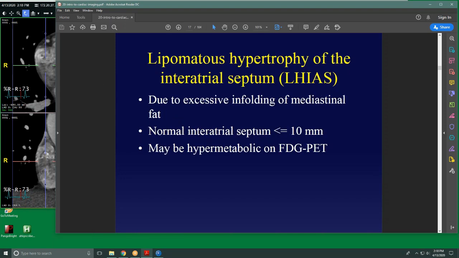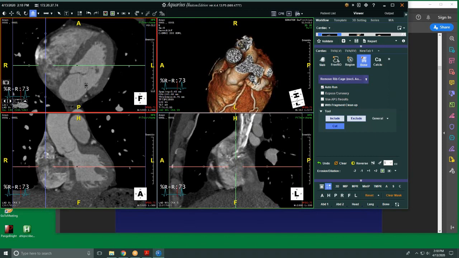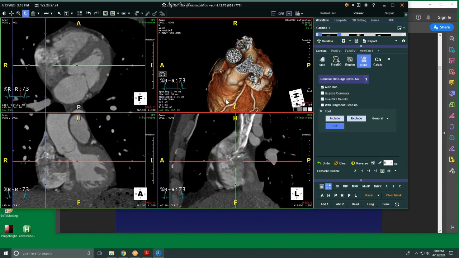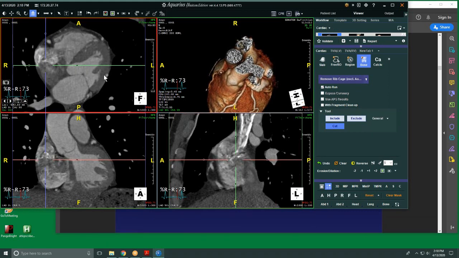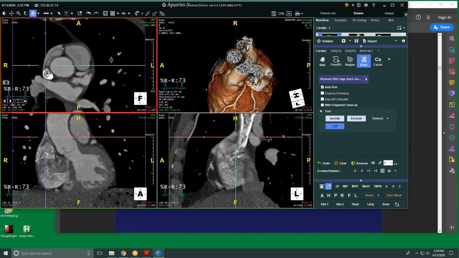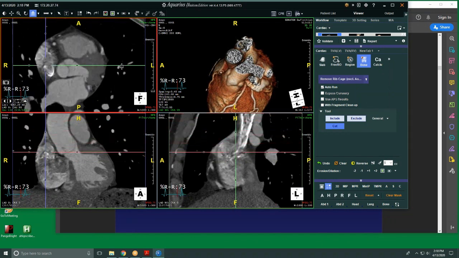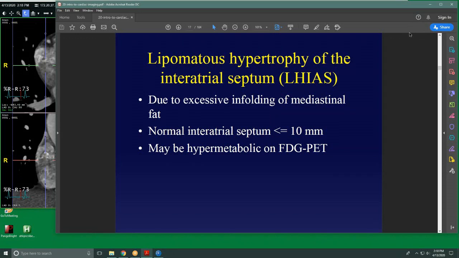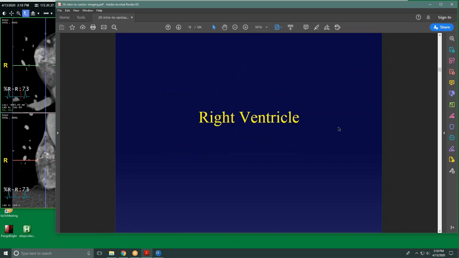You also have lipomatous hypertrophy of the intraatrial septum. The normal intraatrial septum right here is about 1 centimeter thick, and once it starts getting a lot thicker, like 1-2 centimeters, that's when you start calling it an abnormality like lipomatous hypertrophy. Do note that it's really not clinically significant and doesn't cause problems. Every once in a while, it can have a high FDG uptake on FDG PET imaging due to brown fat, and sometimes it's been erroneously attributed to a metastasis, but it's a normal structure.